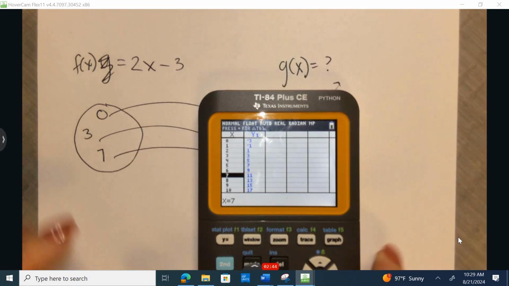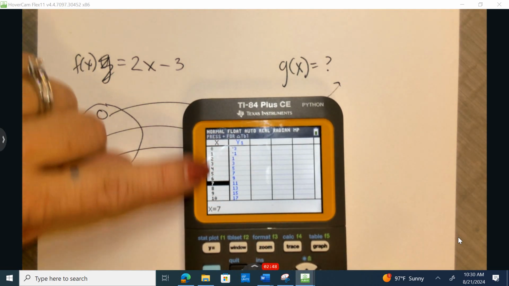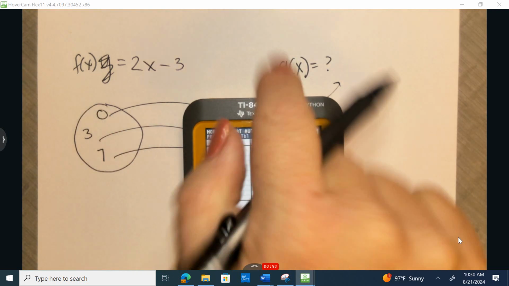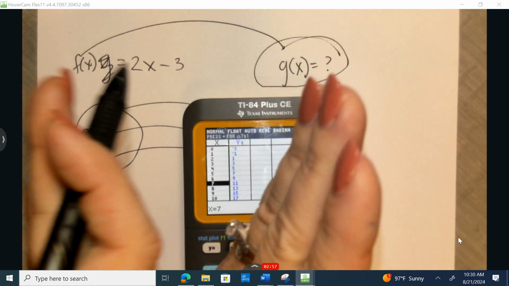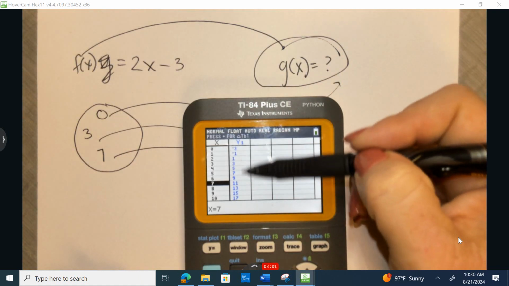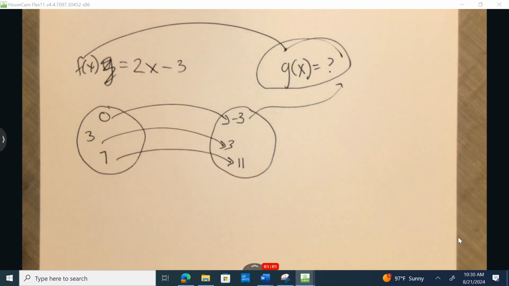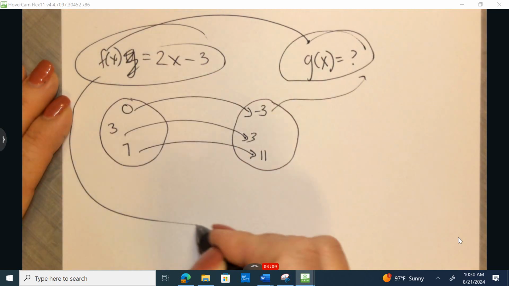So if this is function f, the inputs are on the left and the outputs are on the right. Now when I find the inverse of f, let's call that g of x, it swaps. The inputs become the outputs and the outputs become the inputs because we reverse the order. That's what we're going to do. So how do we actually do that? Well, let's start right now with an 8th grade level math problem.